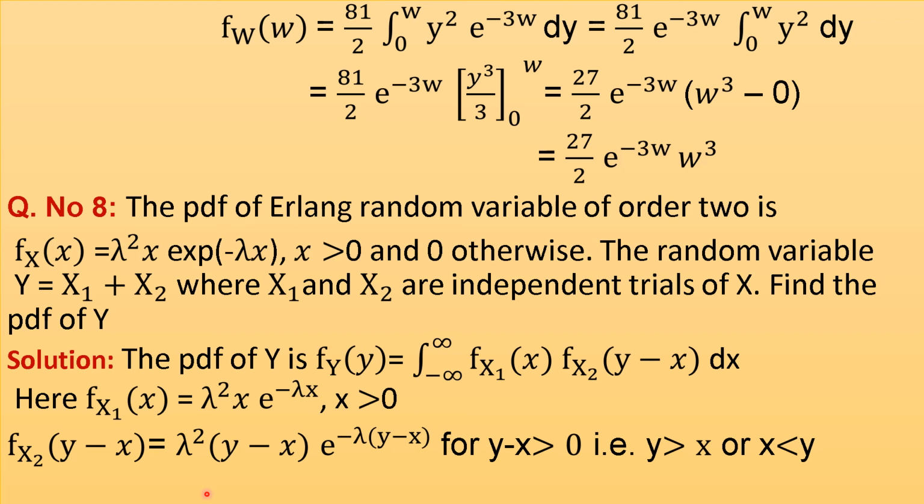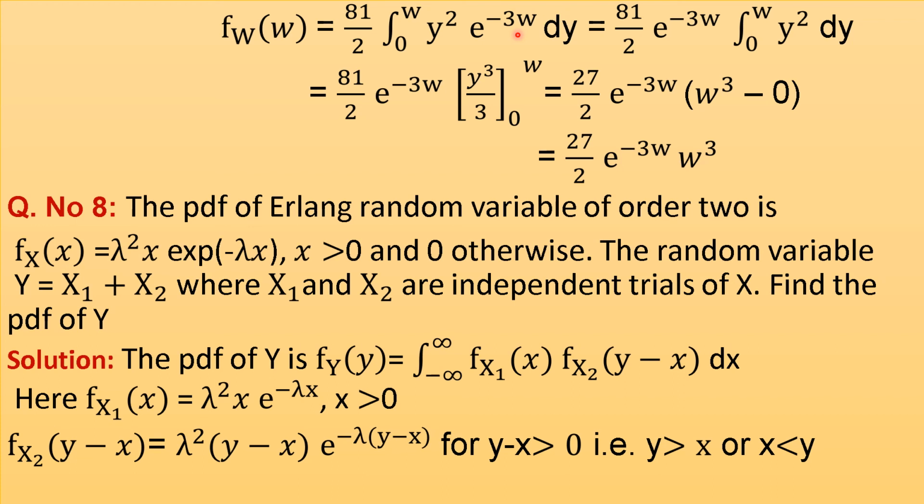So fw of w will be 81 by 2 into the integral from 0 to w of y square into e power minus 3w dy. The integration is with respect to y, so w has nothing to do with that integration. Keep e power minus 3w outside the integral sign. The integral of y square dy is y cube by 3, evaluated as the difference at the upper limit w and 0.